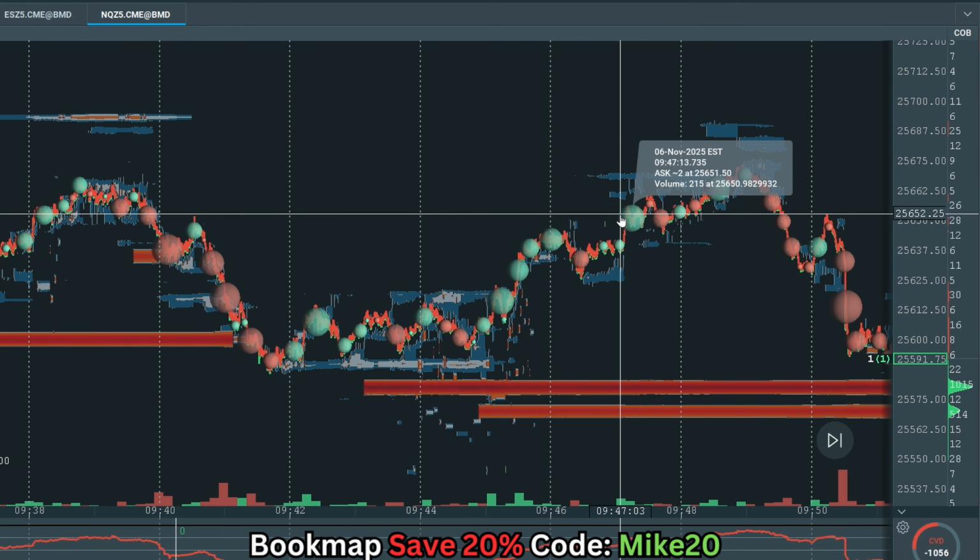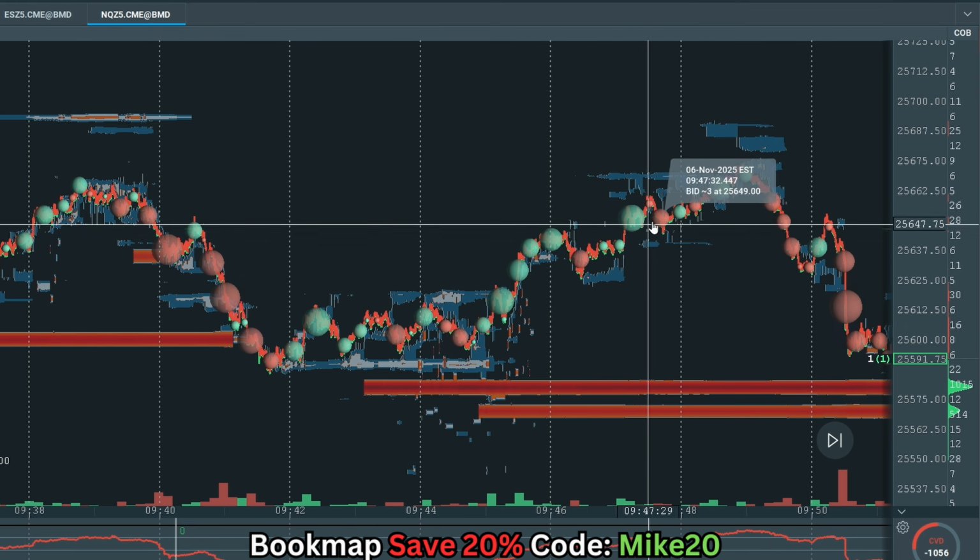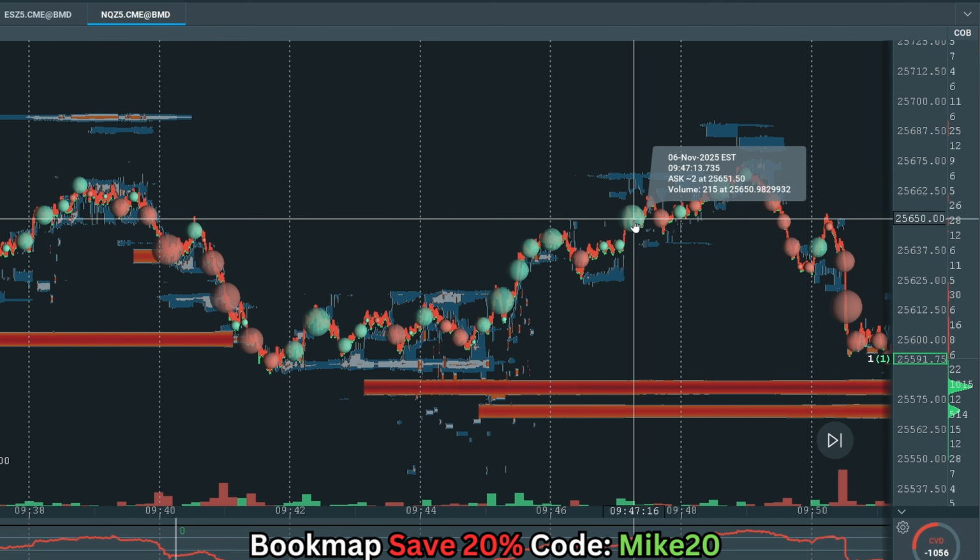But something we can see quite often in Bookmap is sometimes we start off with a big green bubble and then it shrinks down to a small green bubble, or sometimes even red. That can be a big clue. Sellers are stepping in and the market's getting ready to run down.